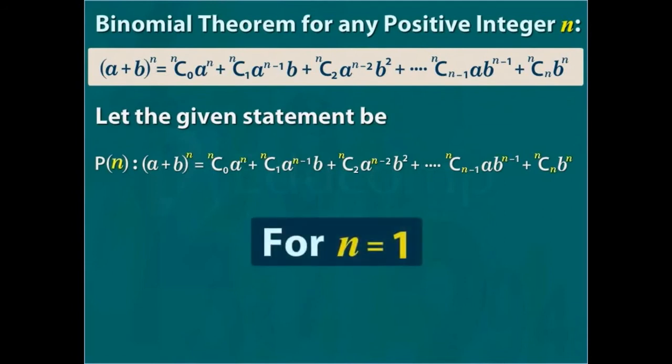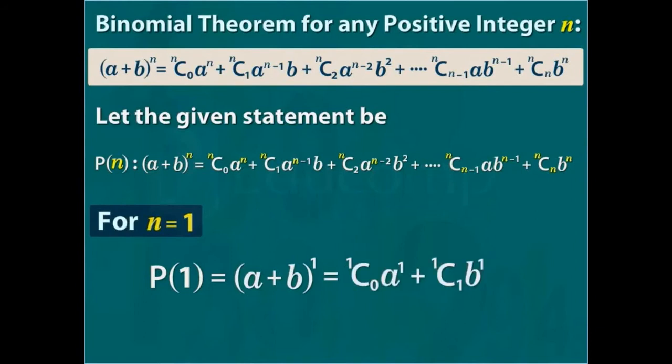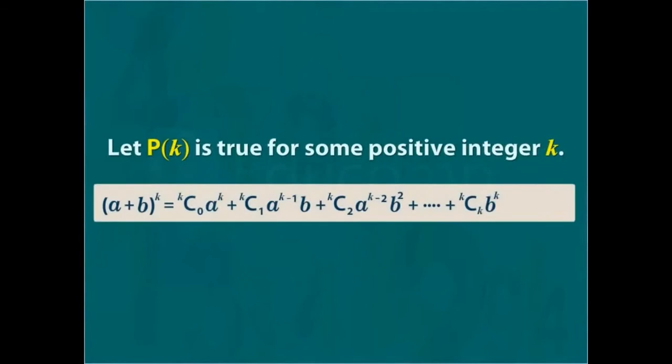For n equal to 1, we have P(1) is equal to (a plus b) raised to 1, which is equal to 1C0 a^1 plus 1C1 b^1, and this is equal to a plus b. Thus, P(1) is true. Let P(k) be true for some positive integer k. Therefore, we have, name it equation 1.